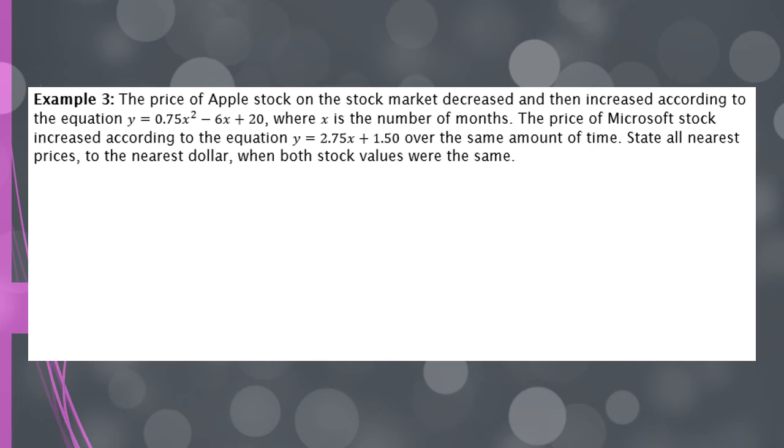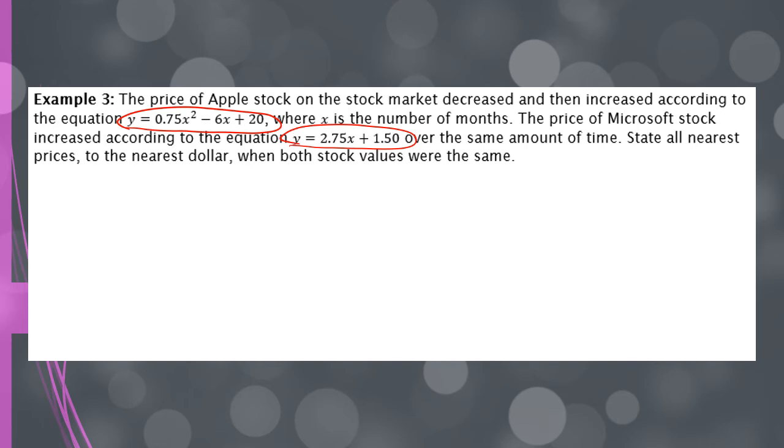In this problem, we are talking about stock prices of the Apple stock and the Microsoft stock. So we're given two functions. One represents Apple stock, which is this one, and then this one represents the Microsoft stock. And it's talking about over the same amount of time. We're talking about the prices to the nearest dollar, and we want to know when both of them would be the same value. So this is just a system of equations.